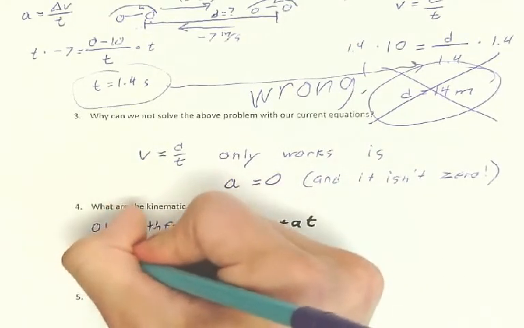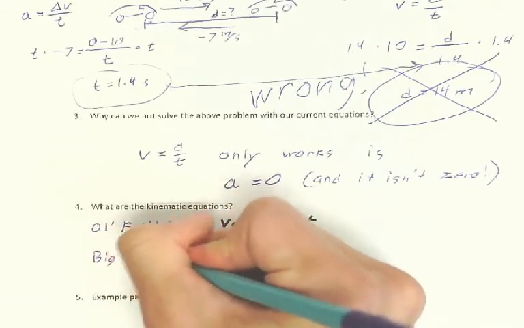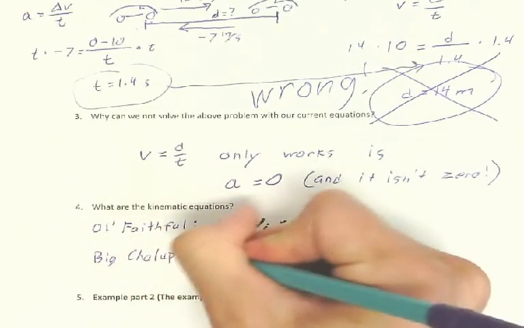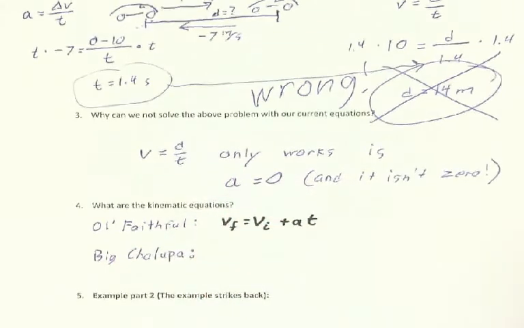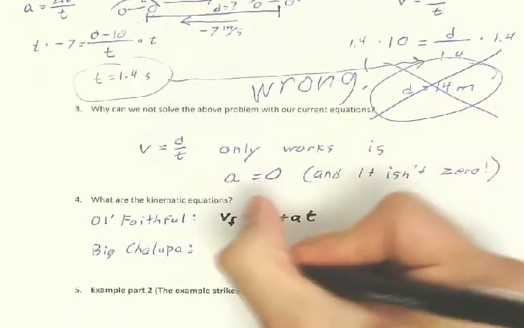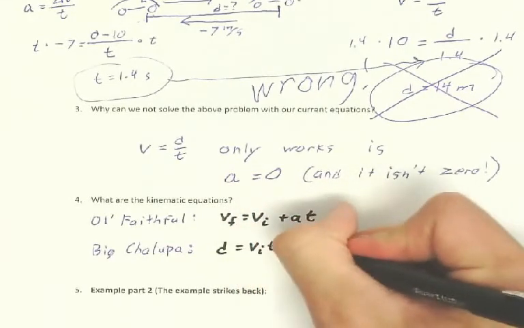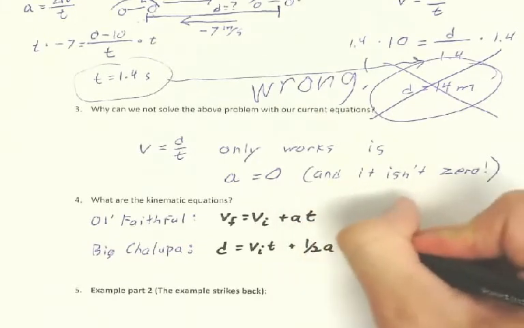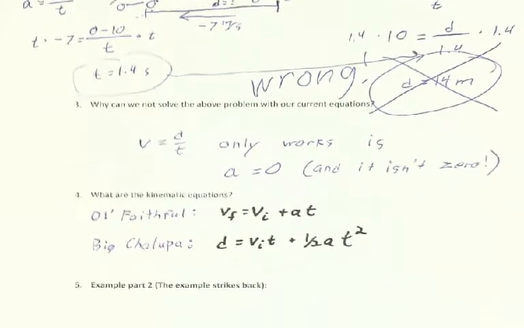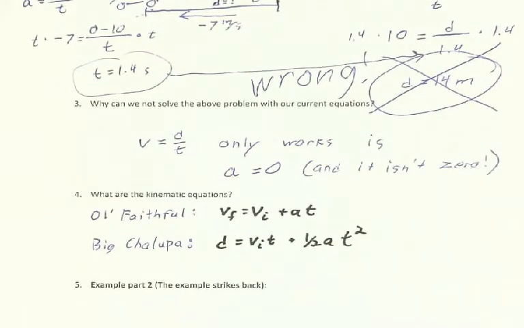The second equation is called the Big Chalupa. The reason it's called the Big Chalupa is because it's the largest equation that we have, and it's the spiciest equation that we have. And that is D equals VIT plus 1/2 AT squared. This one can be kind of dicey to solve. So if you ever get to a part where you're not sure how to solve this equation, you can solve in 2 steps instead of 1 by using the other equations first. That might be an option if you have trouble with this one.